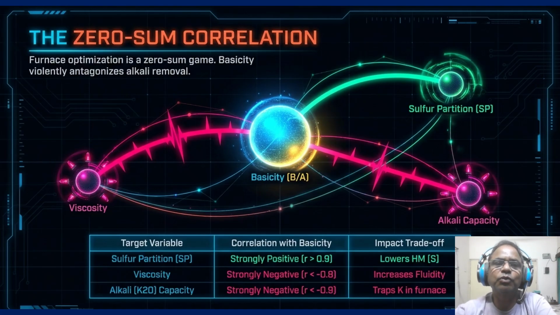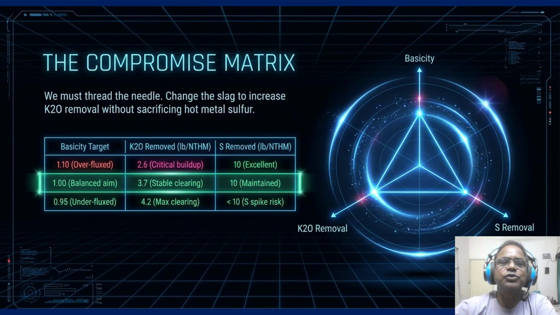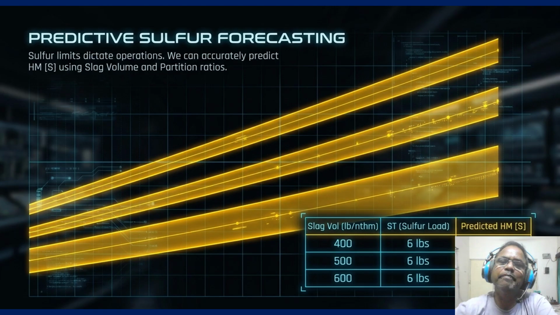Zero sum correlation. Raise basicity to clean sulfur and you trap alkalis. Every gain costs something. Recognize the trade-off before it traps you. Coming to the compromise matrix, thread the needle at 1.0 basicity, where sulfur and alkali both clear safely. Push to 1.1 and alkali buildup begins. The balance is dynamic and we need to focus on what balance is to be maintained.